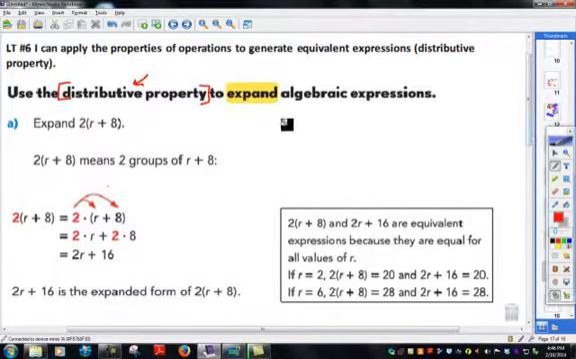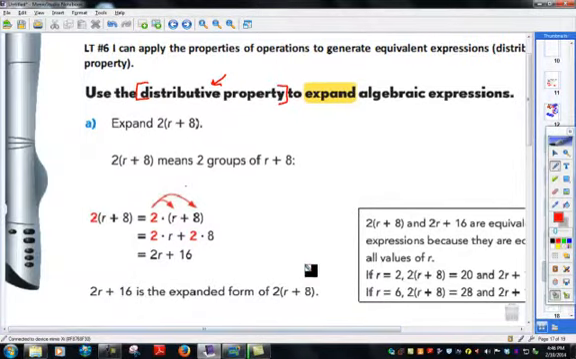Okay? Now, there are two things we have to know. There's expanding. Well, that's what we'll talk about first. Now expanding is actually the easier one in my opinion. This is the one we didn't do early in the year. Expanding is the real purpose of the distributive property. And what expanding is, like I said, is when you're given this expression, 2 parentheses r plus 8.